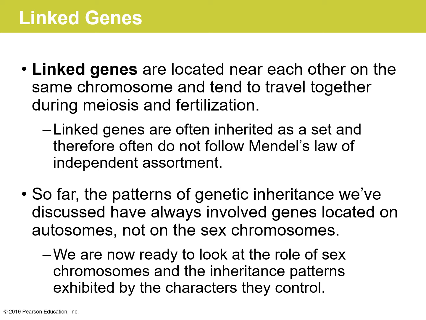So far, for the genetic inheritance patterns that we have studied, we have used genes that are located on autosomes, that means chromosome pairs number 1 through 22. We haven't really studied genes that are located on sex chromosomes, that means chromosome pair number 23. In human beings, we have XX or XY chromosomes, depending on whether it's a female or a male. So now let us look at the role of sex chromosomes and the inheritance patterns exhibited by the characters they control.